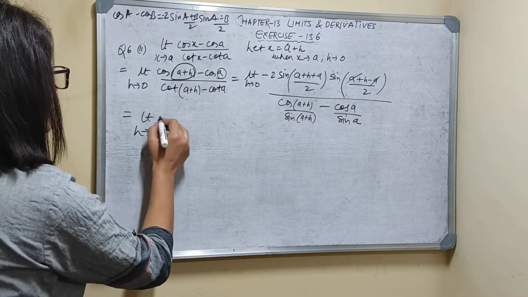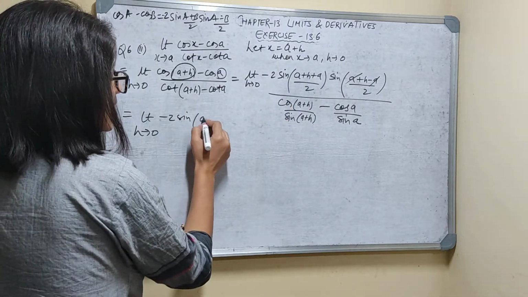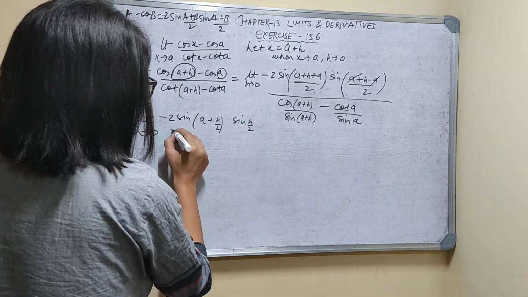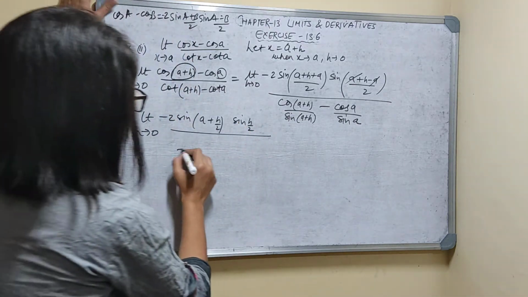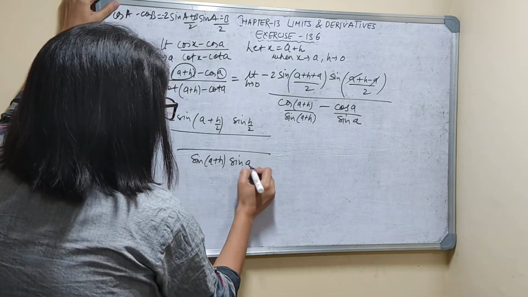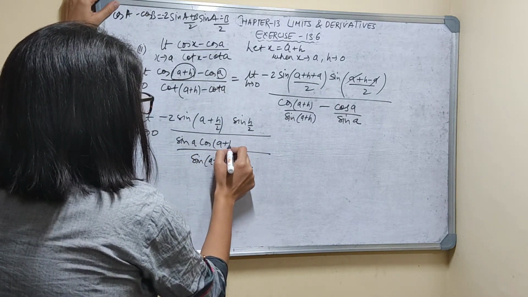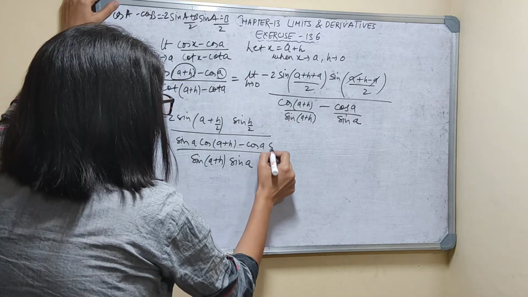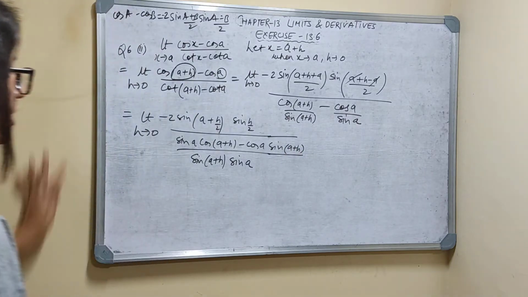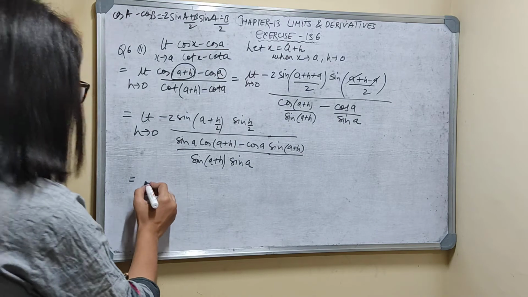Minus 2 sin of 2a plus h by 2. So 2a by 2, that is a plus h by 2, sin h by 2, upon this, sin of a plus h into sin a is the LCM. So you will get here sin a cos of a plus h minus cos a sin of a plus h. Is it clear till here? No problem. So you will get here limit h tends to 0.